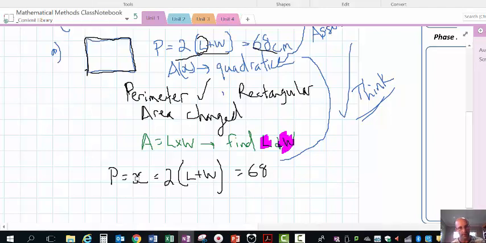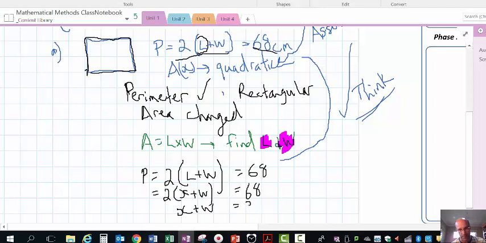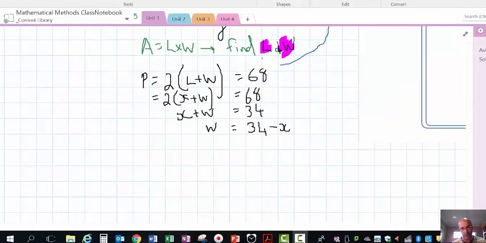So I need to fix this. I reckon I have put something in that's not right. So no editing, look at this. And basically, look, P, perimeter, equals that, which equals 2 times X plus W, whatever the width is, equals 68. So 2 times X plus W equals 68. So X plus W equals 34. Okay. So W equals 34 take X.